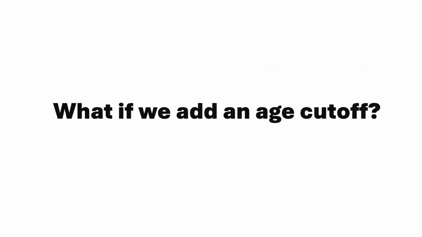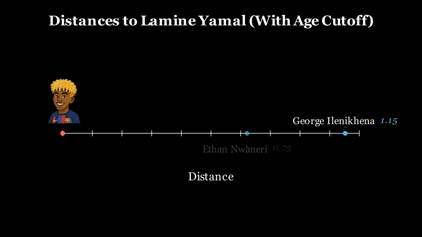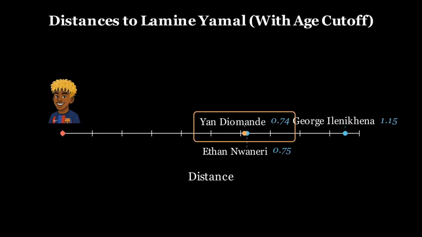Now, what happens if we put an age filter where the players have to be the same age or younger as Lamine Yamal? Now we can see some interesting results of rising stars. So we'll start with Georgiy Ilinikina at 1.15 distance. Coming closer is Ethan Nwaneri, and then just edging him out is Yan Diomande as the most similar player with that age cutoff that we were talking about.